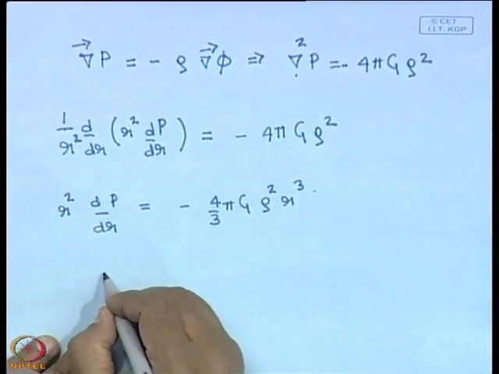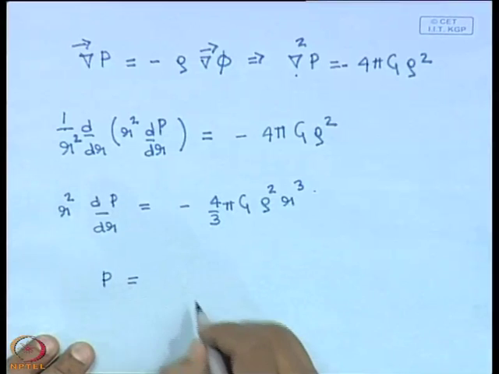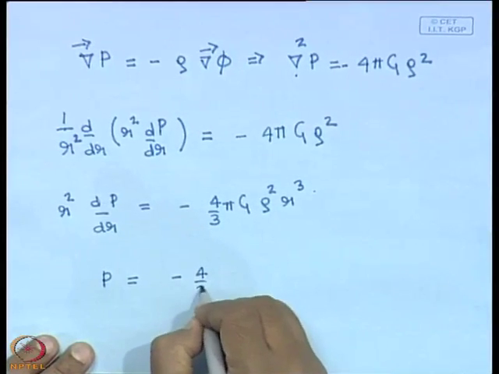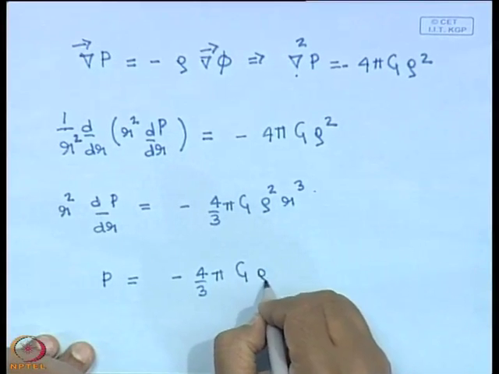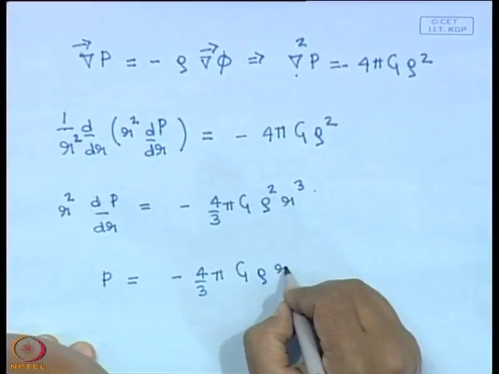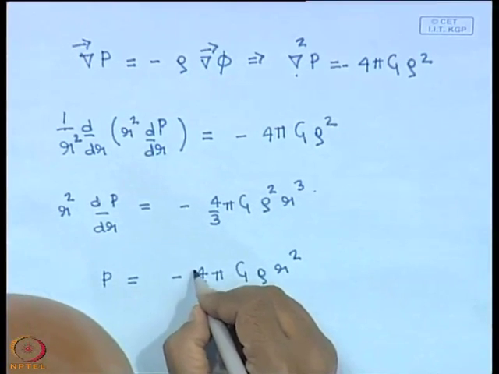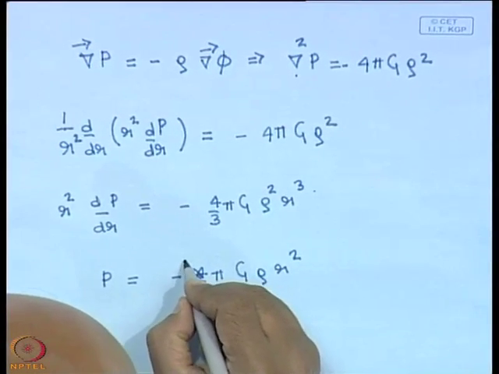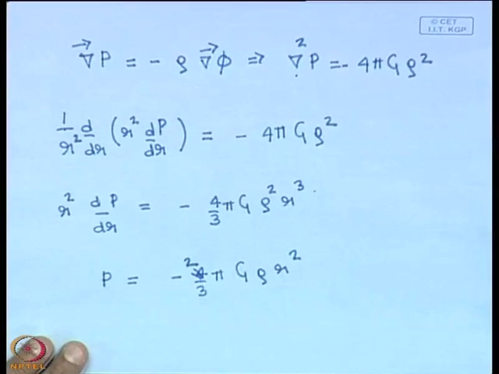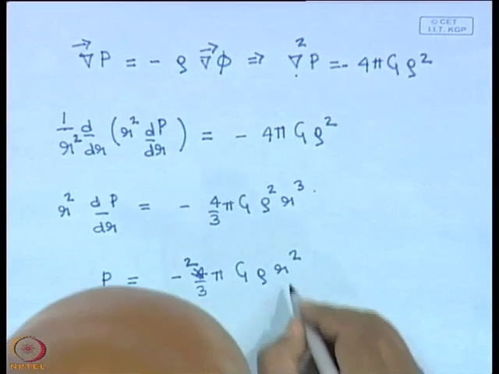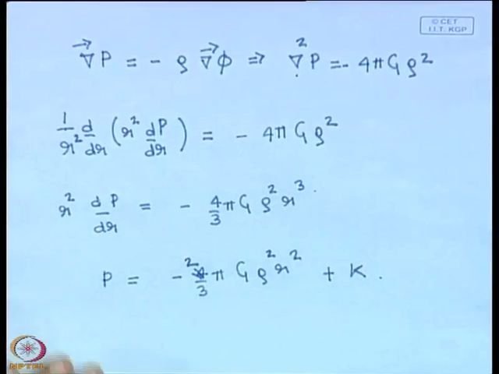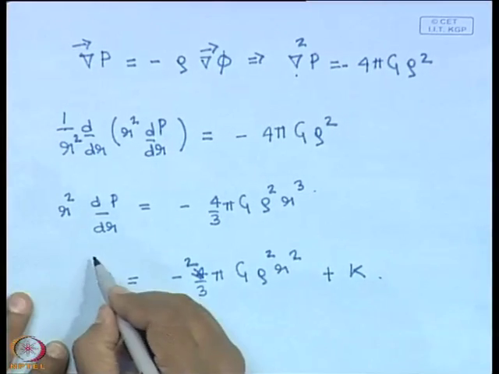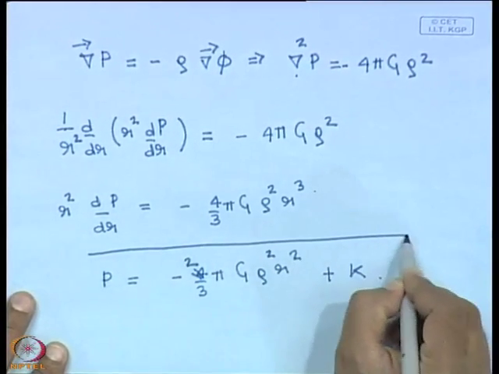So, finally, the pressure is equal to minus 4/3 pi g rho, sorry, the r square, and this will not be 4, it will be 2. So, it is minus 2/3 pi g rho square r square plus a constant of integration k. That is the pressure inside the sun in this simple model.